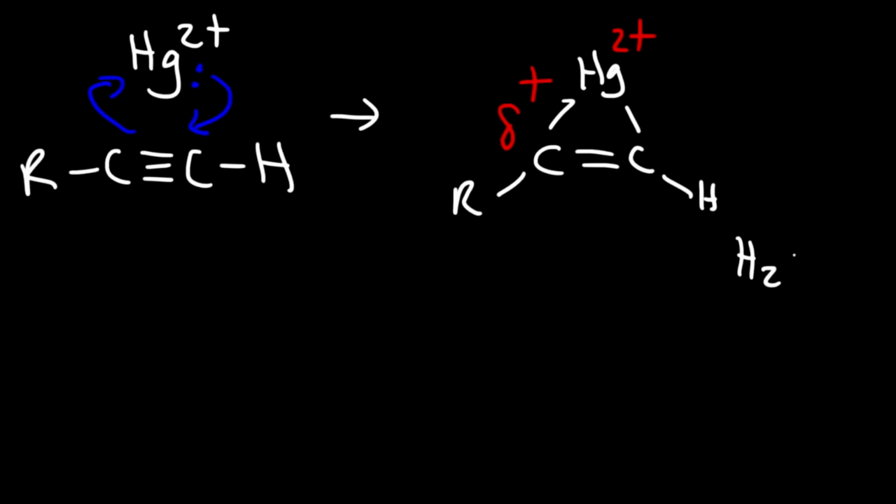Now water is going to come in, and water is going to preferentially attack this carbon as opposed to this one. And so that explains why we get Markovnikov addition with this reaction, why the OH group goes on the secondary carbon as opposed to the primary carbon. It's because the secondary carbon has more partial positive charge than the primary carbon. And so when it attacks that carbon, this bond is going to break.